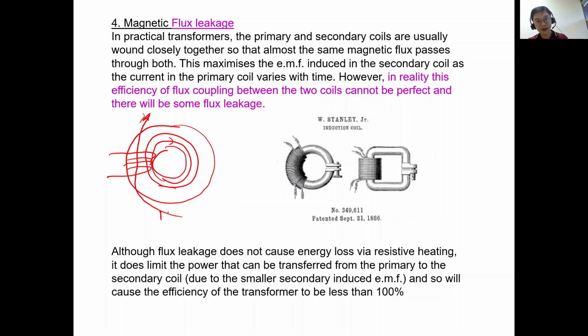The flux leaks beyond the donut, which means that on the left hand side you have 4 arrows passing through, but on the right hand side of the secondary coil you only detect 3. So this leakage of flux causes energy to be lost because you orientate the B field, but the B field is not detected by the other side. So some energy is lost, which causes the transformer to be less than efficient.